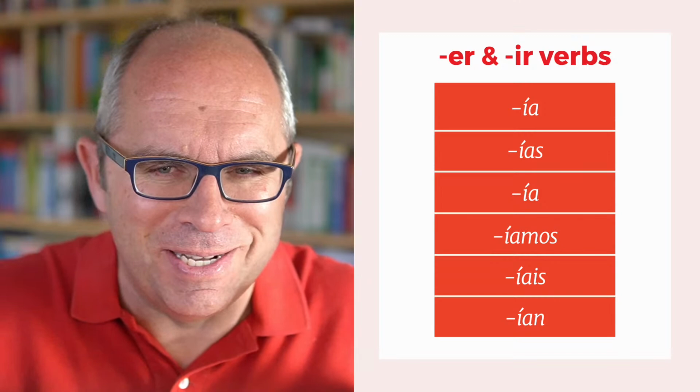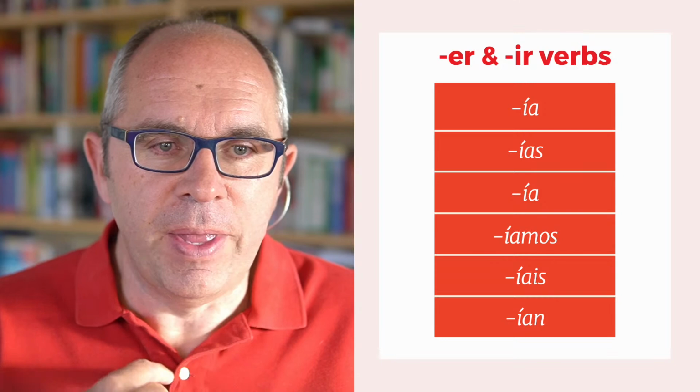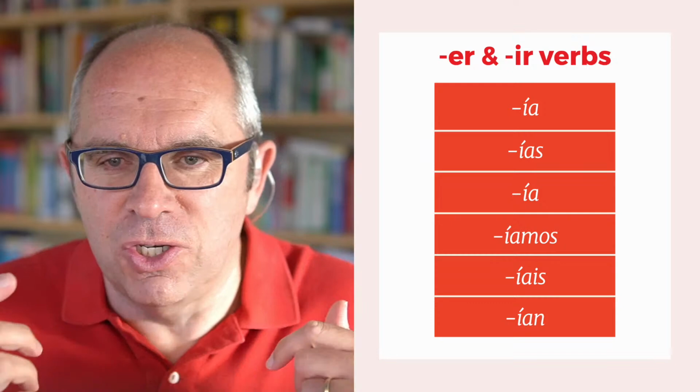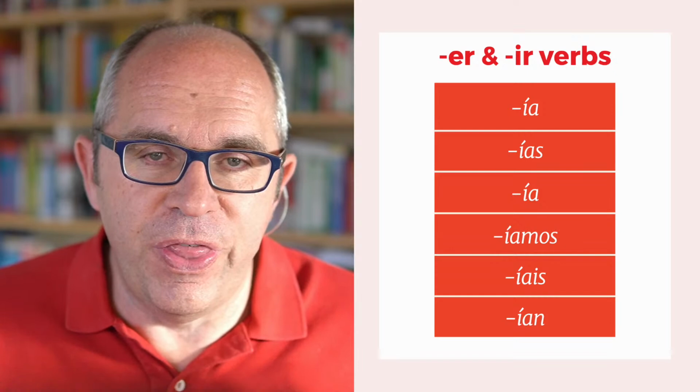Okay, so we'll look at vender, the verb to sell. So I would say vendía, I was selling, or I used to sell. Vendías, you used to sell. Vendía, he, she, they used to sell. Vendíamos, we all used to sell. Vendíais, you all used to sell. And vendían, they used to sell.